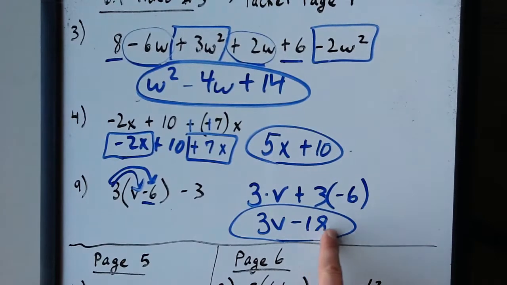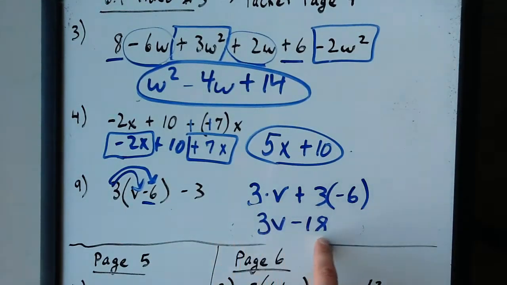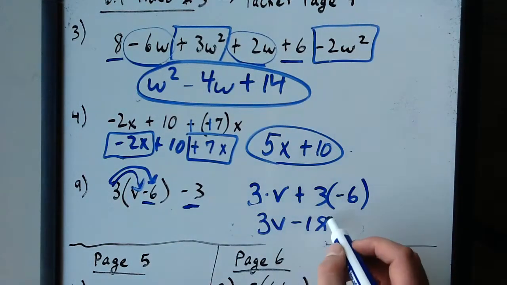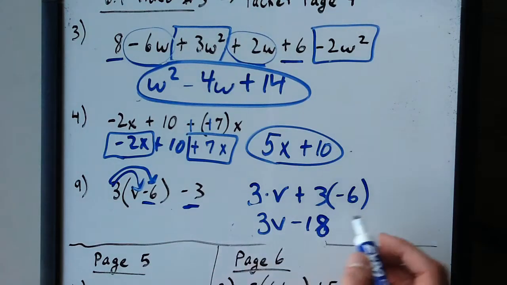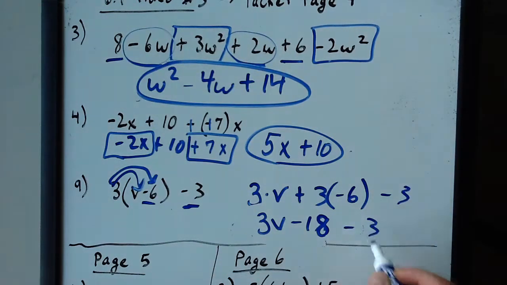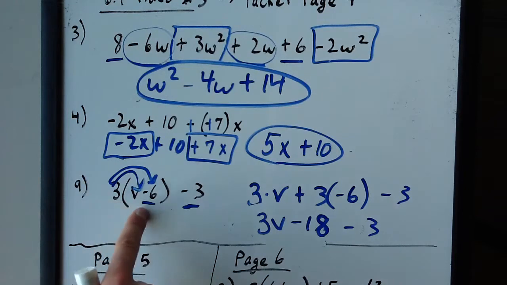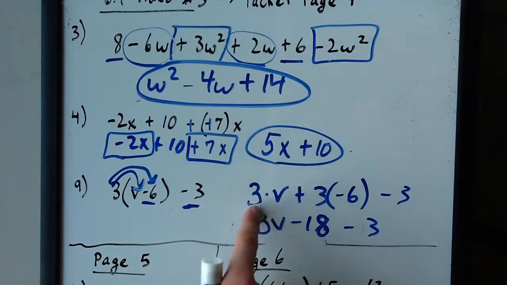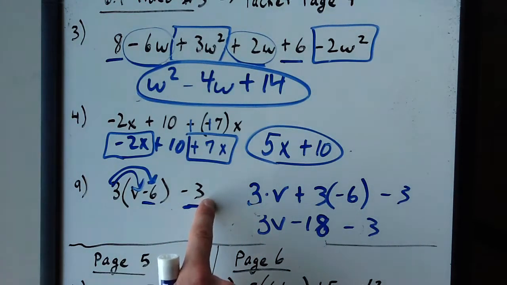Actually, no, that's not my simplified expression. Why? Well, I still have this negative 3 right here. So after I distribute, I need to add that on to the end. Okay, I distribute the 3 times the v and the negative 6, which I showed here. And then I have minus 3.